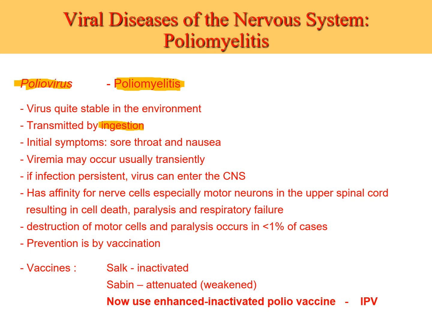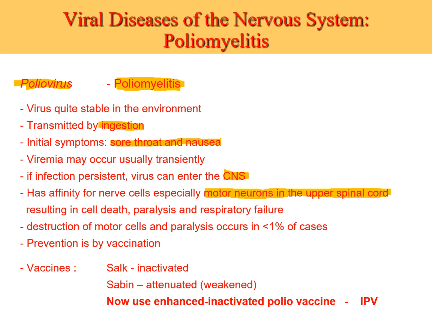Initial symptoms are mild sore throat and nausea, but then with a person being infected, eventually the virus can enter the central nervous system, and it has an affinity. In other words, it will bind and infect nerve cells, particularly the motor neurons in the upper spinal cord.